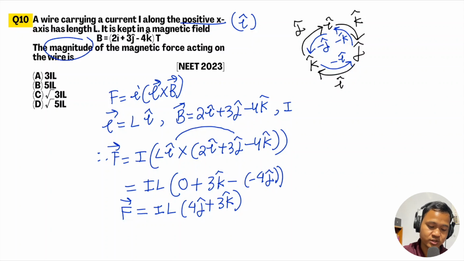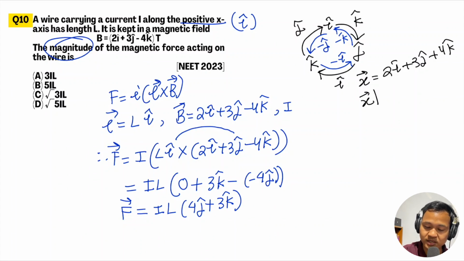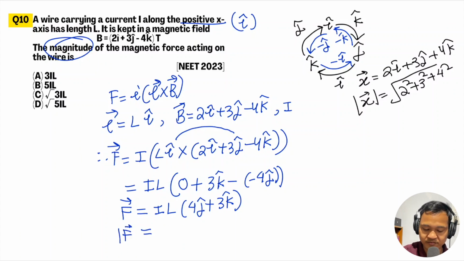The question asks for the magnitude. Suppose I have a vector x bar equal to 2I plus 3J plus 4K. Its magnitude is root over 2 square plus 3 square plus 4 square. Applying this, the magnitude of F is IL into root of 4 square plus 3 square, which is 5. So it is 5IL. Option B.